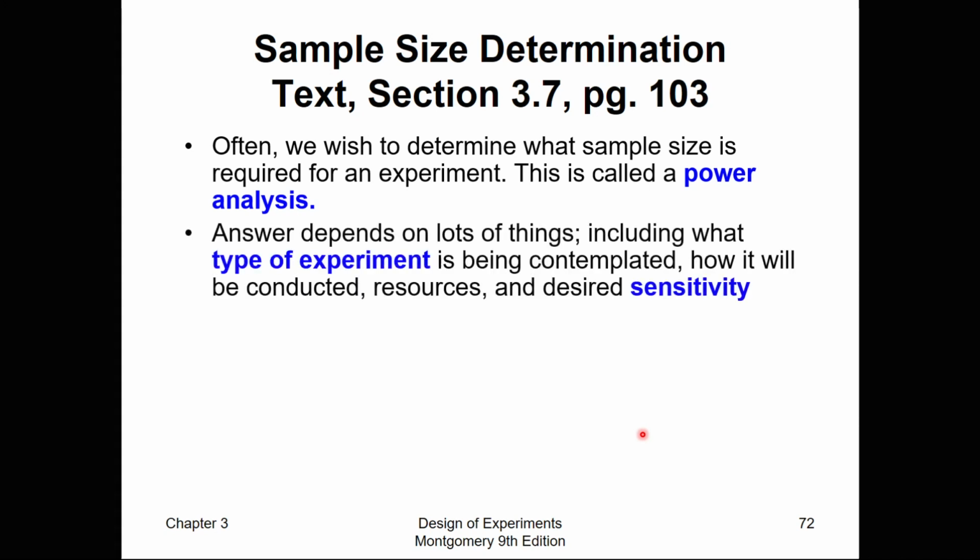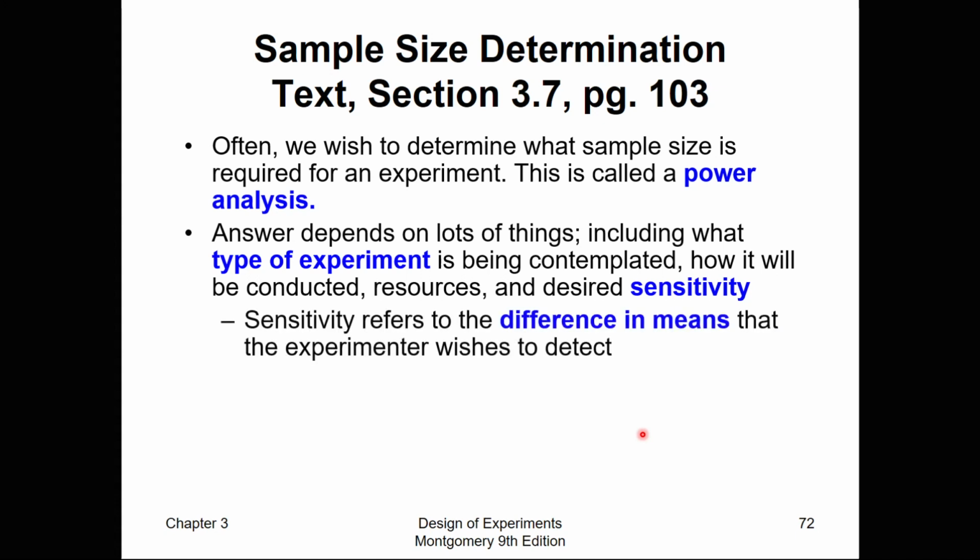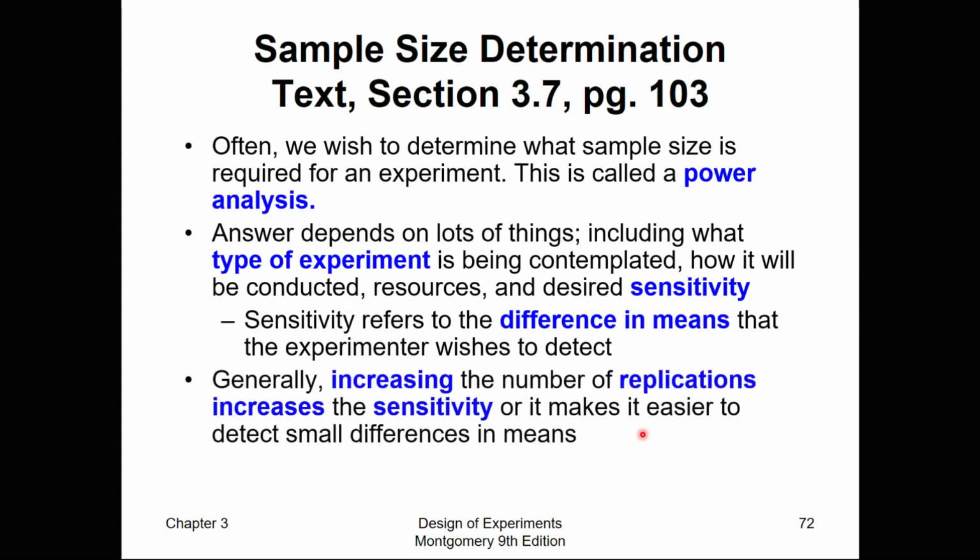Now, this answer depends on a lot, including what type of experiment you're doing, how it's going to be conducted, the resources, and the desired sensitivity, which just refers to the difference in means that you want to be able to detect. But as a general rule, increasing your sample size, increasing the number of replications, increases the sensitivity, or the size of the difference you can detect, and it makes it easier to detect things of a fixed size. So you're more likely to detect things if the size were the same.